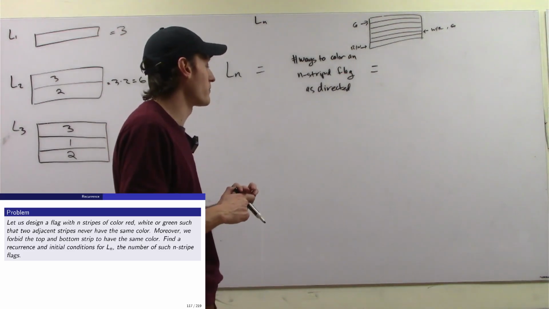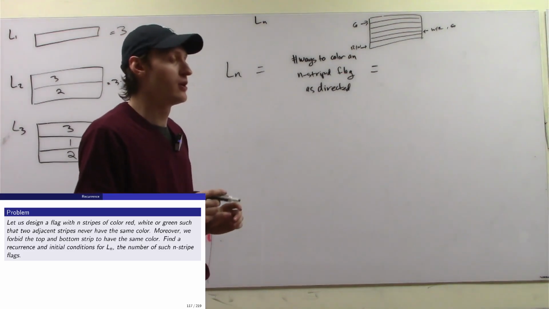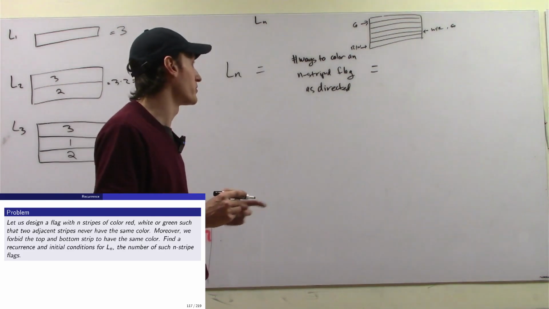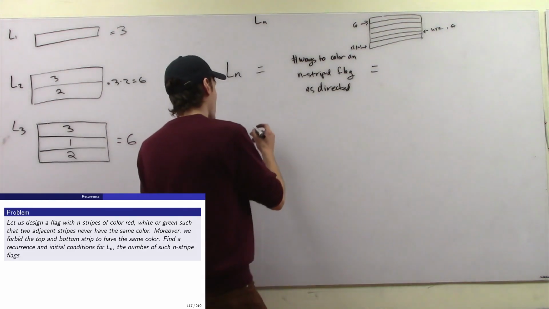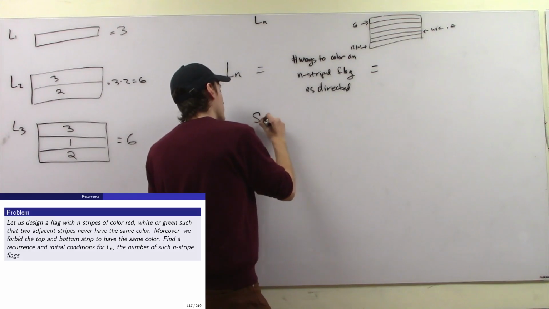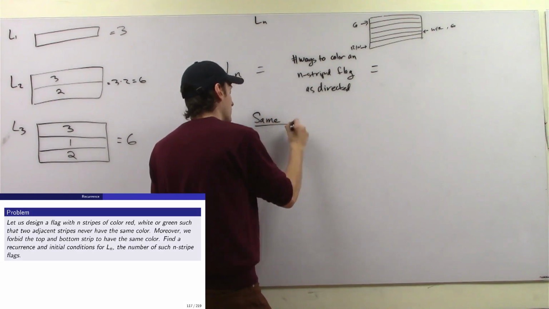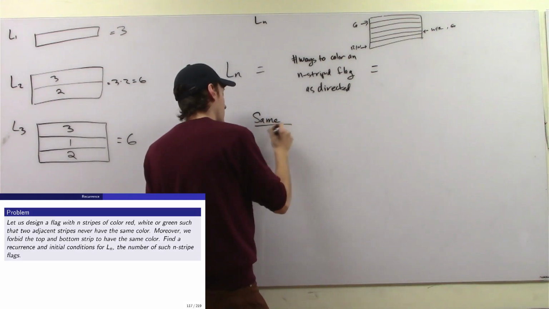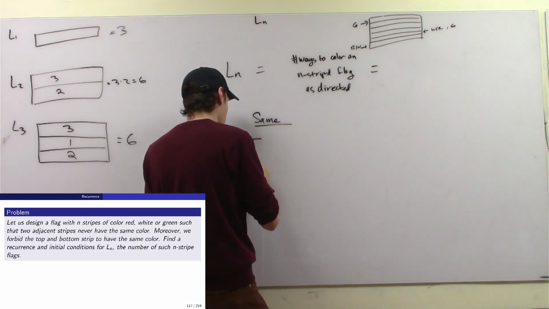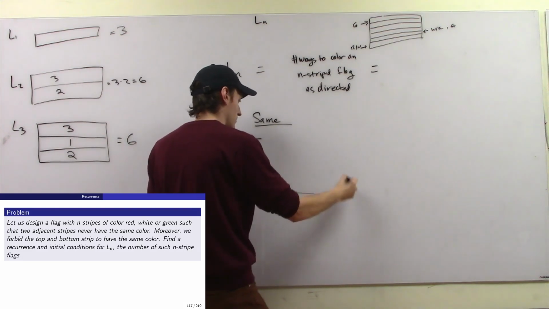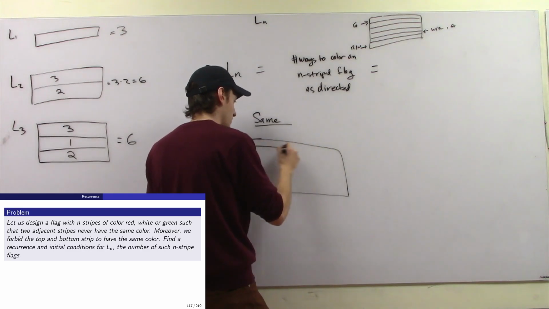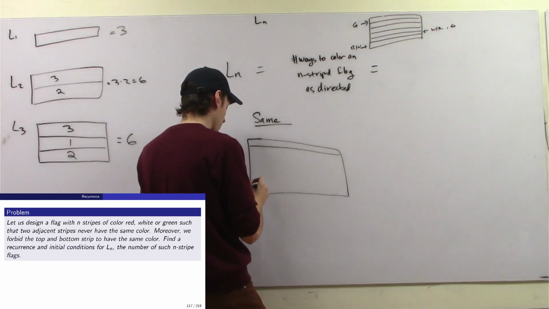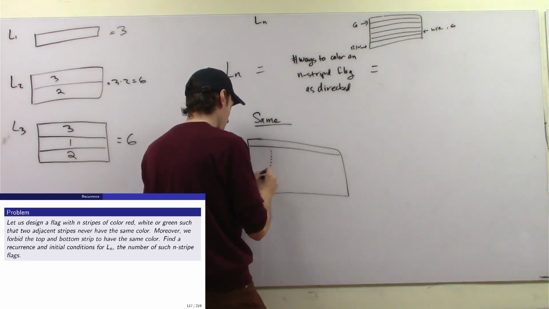So I'm going to break it off into cases based off of the color, or if the color is the same or different as the second from the top. So I'm going to look at the case first where it's the same. Okay. So I have this flag right here. All right. So this is one color. I have a bunch of stuff going on.